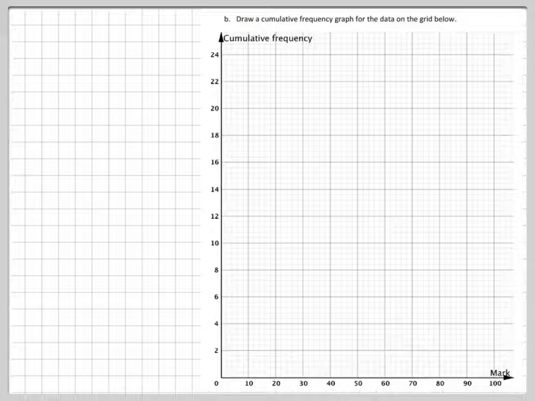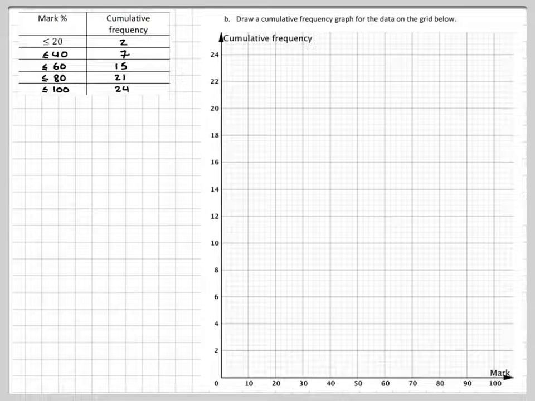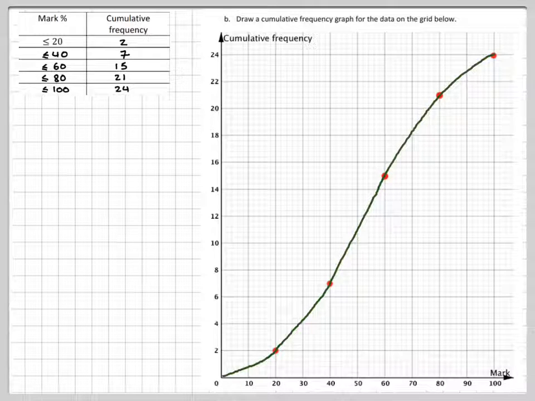Right, we're given the grid. We're asked to draw the cumulative frequency curve. This is the table that we need. So I need to plot 20 against 2, 40 against 7. So that's going to be there because that's halfway between 6 and 8. 60 and 15. 80 and 21. And 100 and 24. So make sure you plot the points carefully. Join them up with a nice smooth curve.